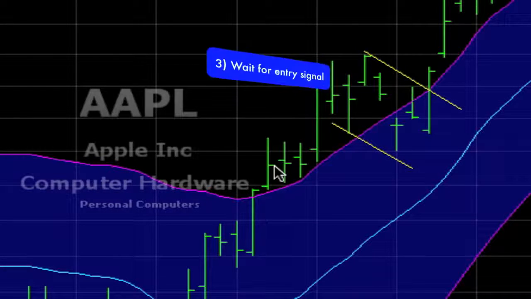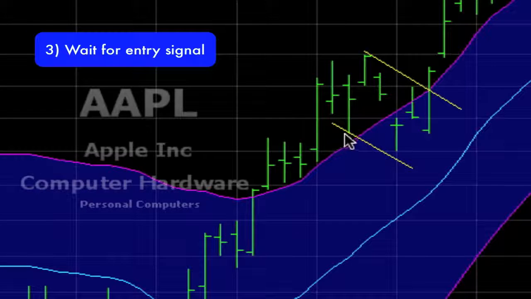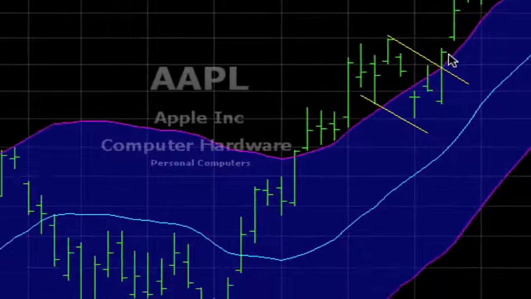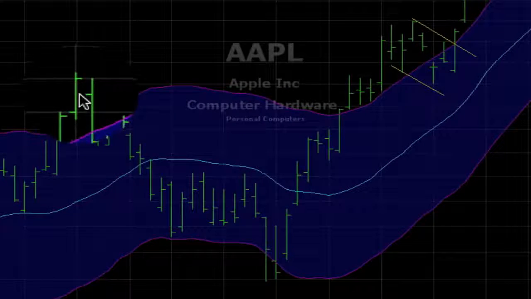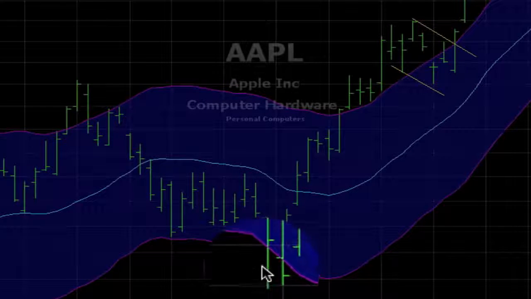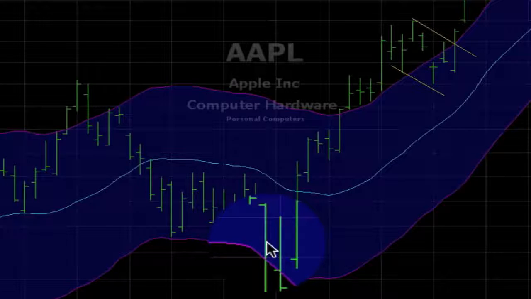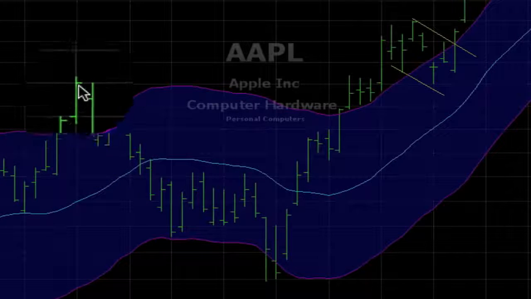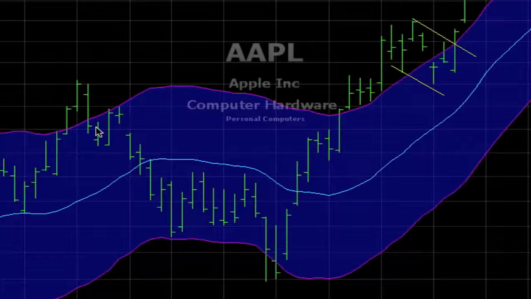And third, I'll be looking for a signal. In this case, it's a flag. I got a close outside the flag, and that's my entry. If you look at this high over here or this low, you can see that we get rejection at the Keltner channel. And we also get a rejection up here and back into it again.